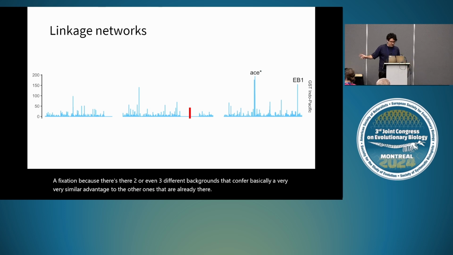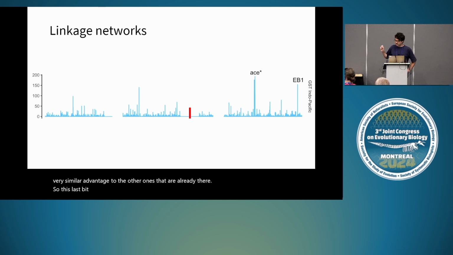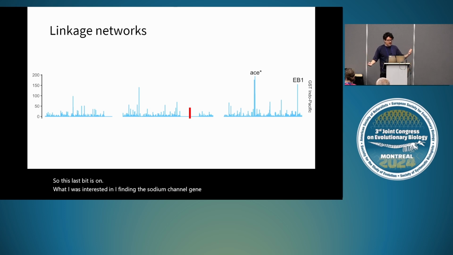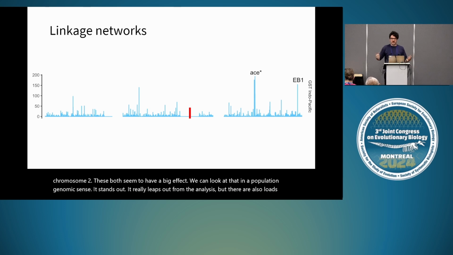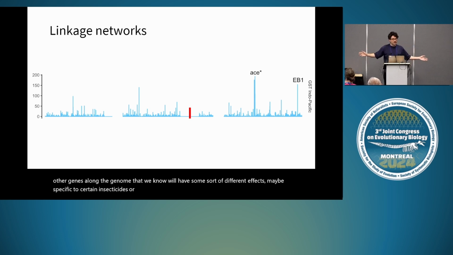So this last bit is what I was interested in: finding the sodium channel gene on chromosome 3 and the GSTs on chromosome 2. These both seem to have a big effect. We can look at that in a population genomic sense. It really leaps out from the analysis. But there are also loads of other genes along the genome that we know will have different effects, maybe specific to certain insecticides, or maybe a general effect to multiple insecticides. And they will be interacting with these genes as well. So I explored that using linkage networks.